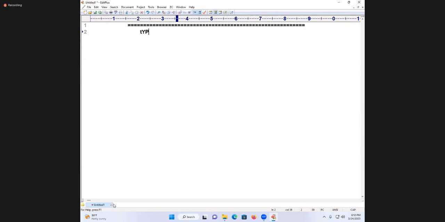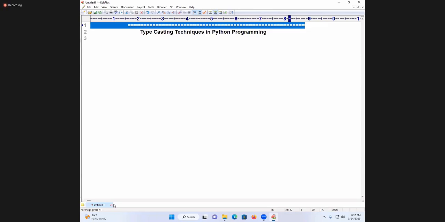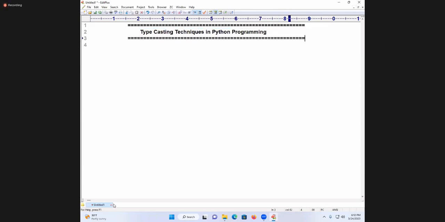Typecasting concept I want to introduce. What is the topic name? Typecasting. So, typecasting techniques in Python, which is very important in everyday programming. These concepts are most useful. So let's start with what we mean by typecasting.